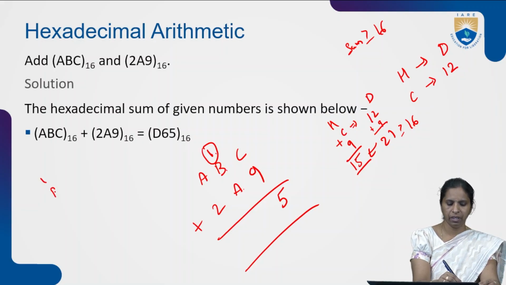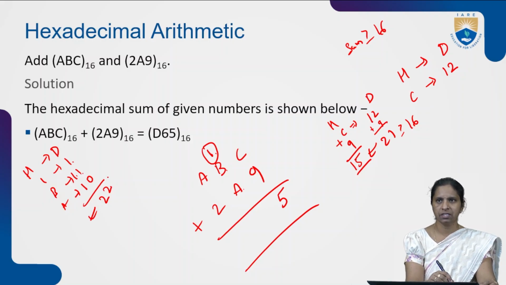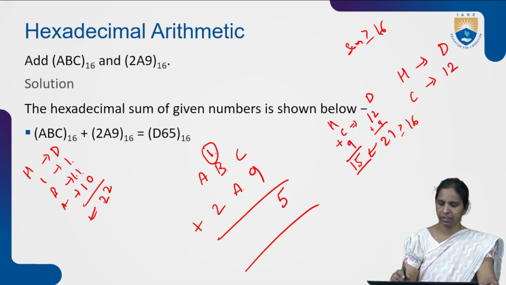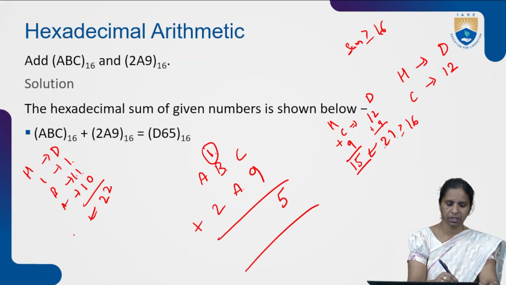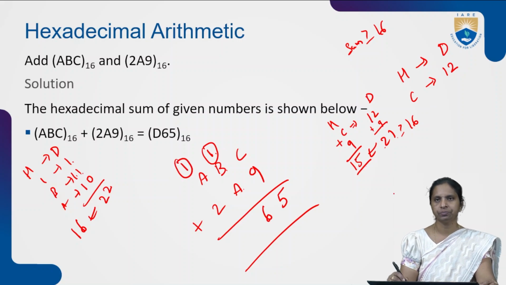1, B, A. This is hexadecimal. In the decimal number system, 1, and B is 11, and A is 10. Now add this in the decimal number system. 1 plus 1 equals 2, and 2 plus 10 is 12... so in decimal the sum is 22. In the hexadecimal system, 21 is 15, then 22 is 16. Therefore write 6 here and write down 1 as carry.